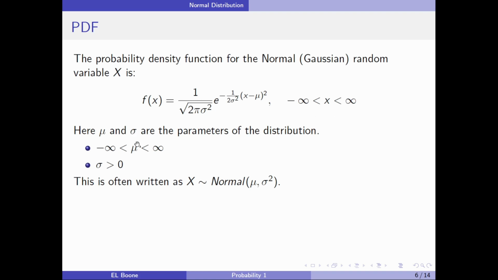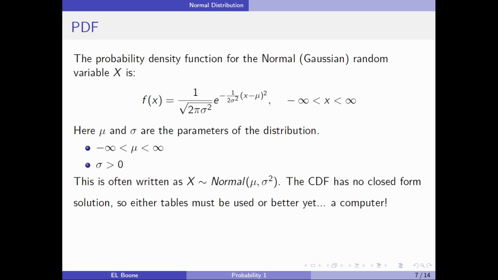Here we have two parameters that control this distribution, mu and sigma, and mu can be any value between negative infinity and infinity, and sigma needs to be positive. And this is often written as x is distributed as a normal distribution with mean mu and variance sigma squared. Now, depending on who you are, the computers like this to be sigma. Some people will write it as sigma, some people will write it as sigma squared, and that's totally up to you, which one you're going to use. The CDF has no closed form solution, so either tables must be used, or better yet, a computer.